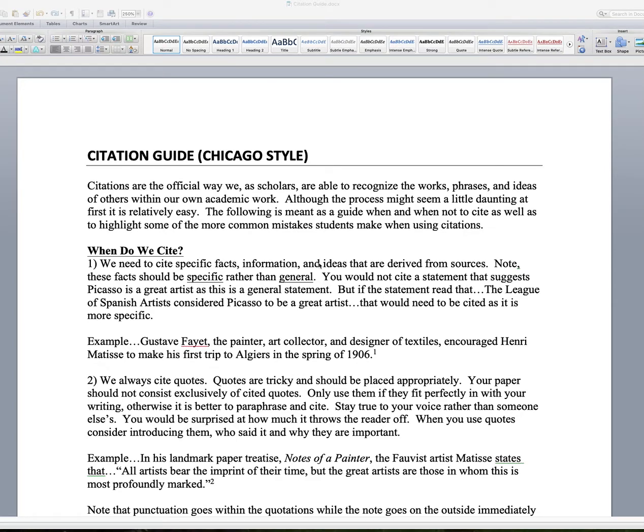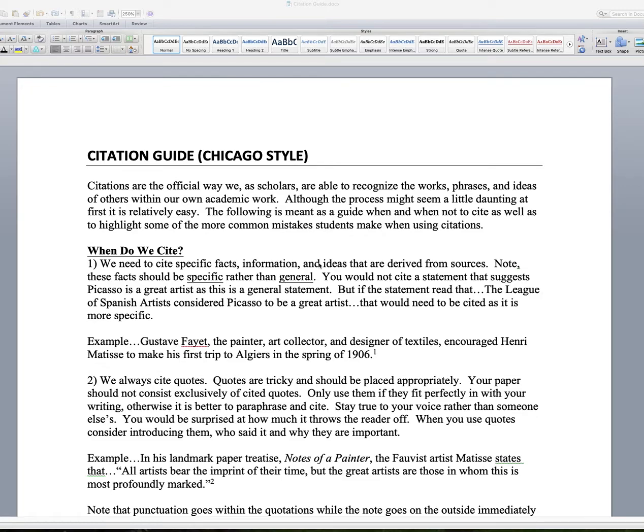So I'm going to walk you through how to do Chicago-style citations. Now, citations are the official way that we as scholars are able to recognize the works, phrases, and ideas of others within our own academic work. Although the process might seem a little daunting at first, it is relatively easy. It really is all about practice makes perfect.